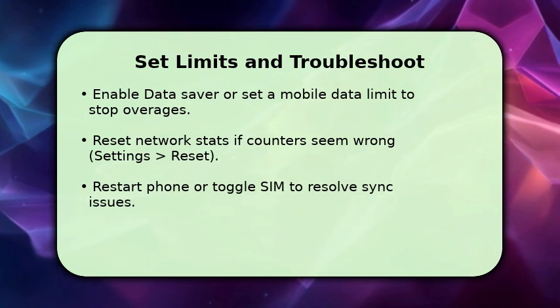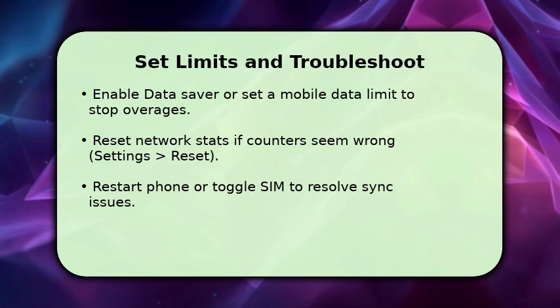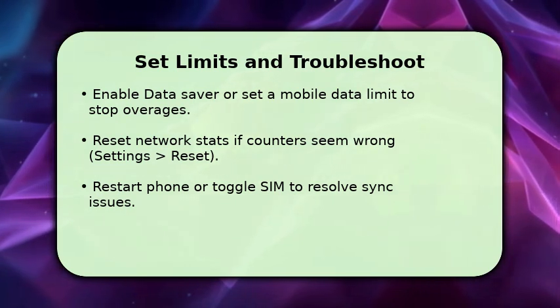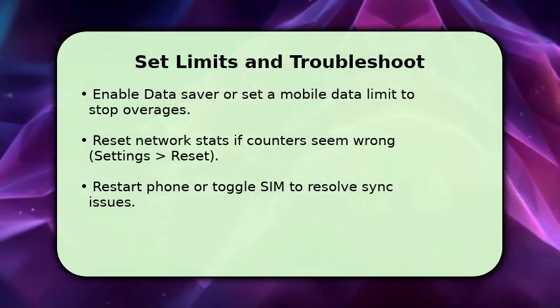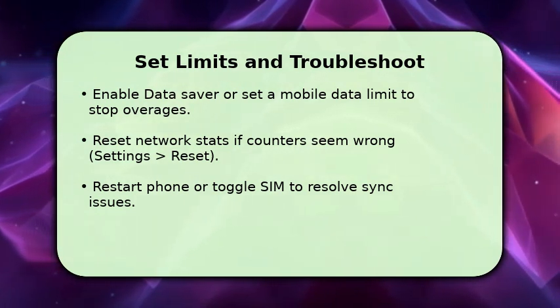If numbers look incorrect, reset network statistics or toggle the SIM off and on. This often corrects sync errors. If that fails, restart your phone. Reboots resolve lingering system or carrier metadata mismatches most of the time.